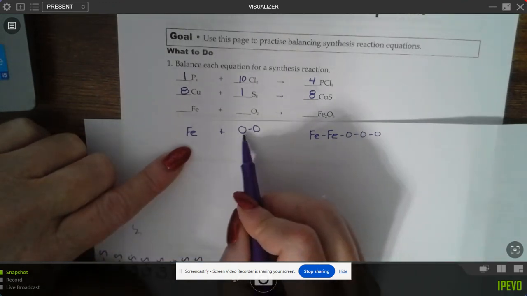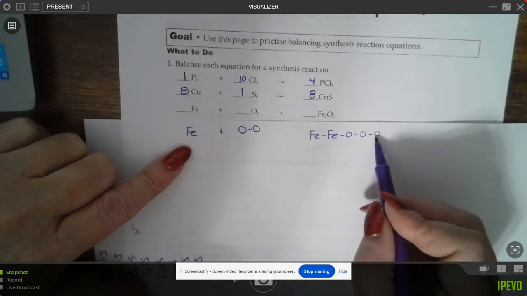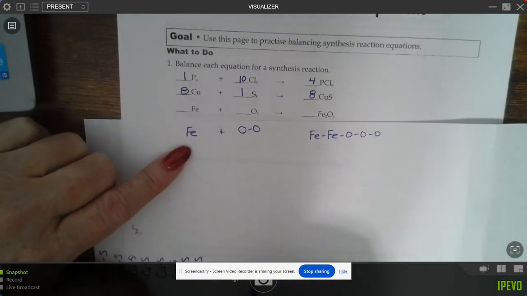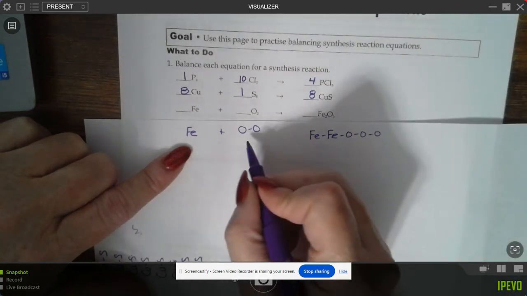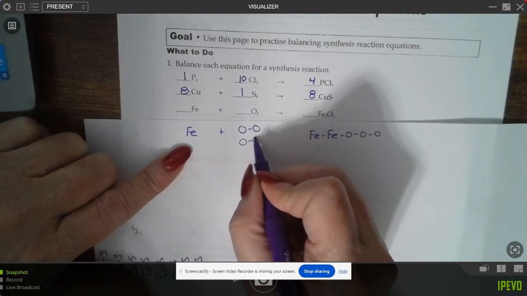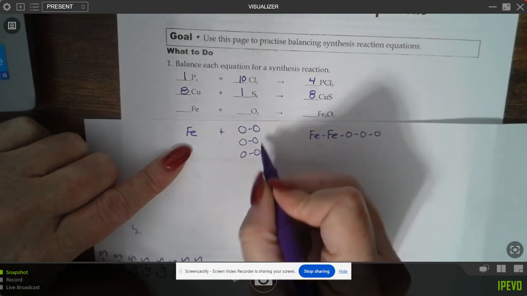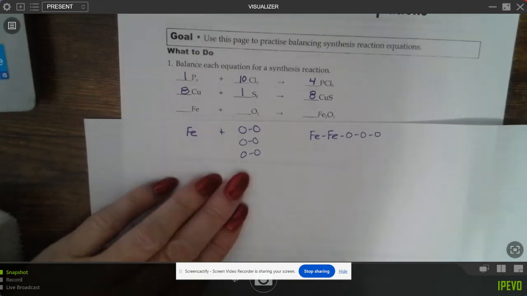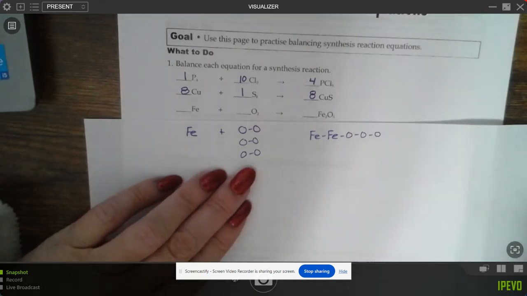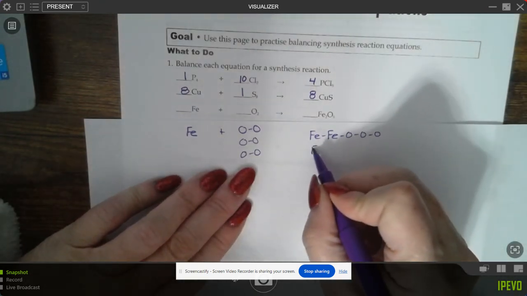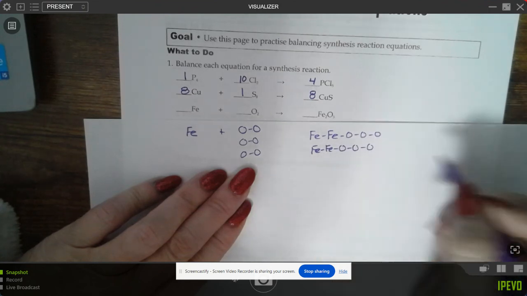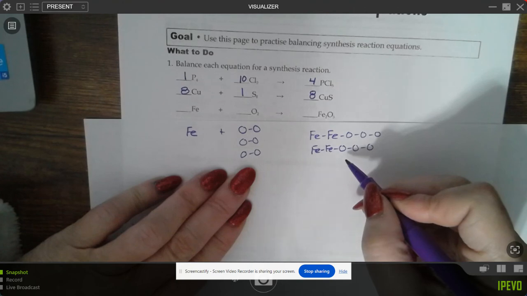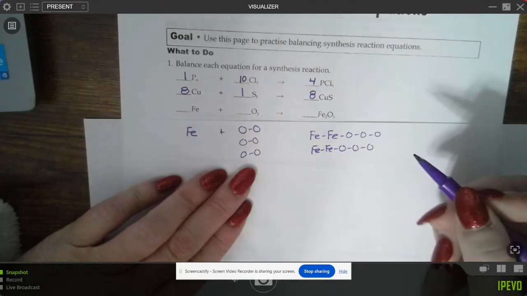But if I look here, I've got 2 oxygen. Here I've got 3 oxygen. So this is one of those situations where we need to get to 6 because 2 and 3 both go into 6. So I've got 2. If I do one more of those, I've got 4. If I do one more of those, I've got 6. Okay, so 3 O2s. Over here, if I add one more Fe2O3, now I have 1, 2, 3, 4, 5, 6 oxygen. Okay, so my oxygens are balanced.